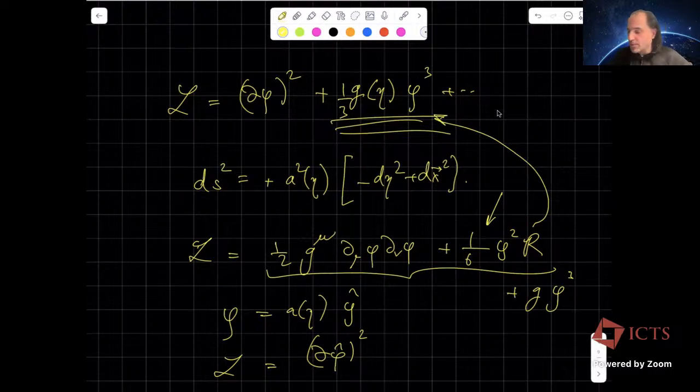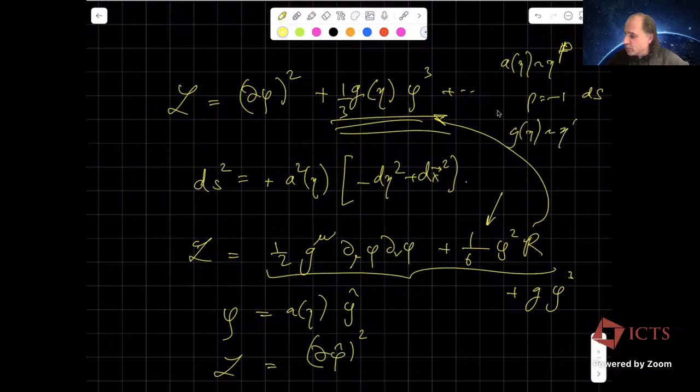interaction here. Okay, and if a of eta goes like a power of eta, for example, if this power is equal to -1, we have de Sitter. Different choices of power give me matter, radiation, etc. If it's -1 plus epsilon, it's a good proxy for slow roll inflation. Then that turns into a similar power law behavior for g of eta. So g of eta also goes like eta to a power.